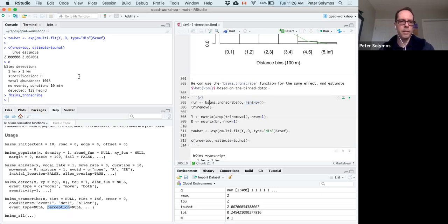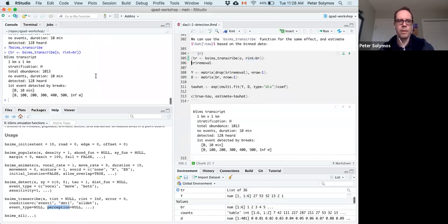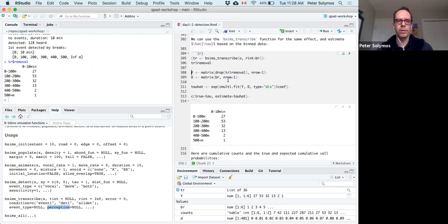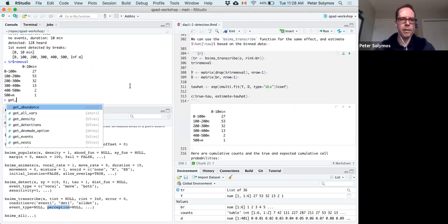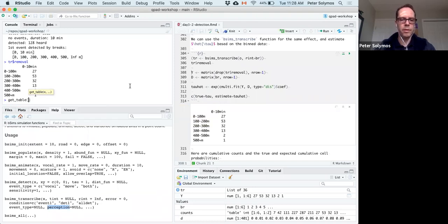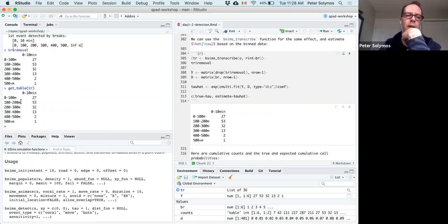Now we get this TR object, which now says not just how many were detected, but also detected by breaks of 0 to 10 minutes. So there are no time intervals, and we have these distance intervals to talk about. And there is a table, which we can also get with get table TR. That is going to give this breakdown that looks familiar from the Shiny app, when you have the time intervals as columns, distance intervals as rows, and the corresponding counts.